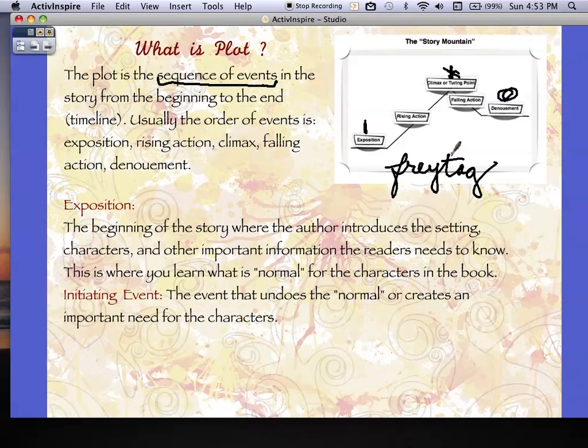The exposition, which is mainly where we've had chapter 1 so far, shows you what the normal is like, who the characters are, and anything important you need to know about what has happened before the story opens. It's where you learn what's normal, okay? Here is where the initiating event happens. It's the event that undoes the normal or creates a need for the characters that they have to go after.